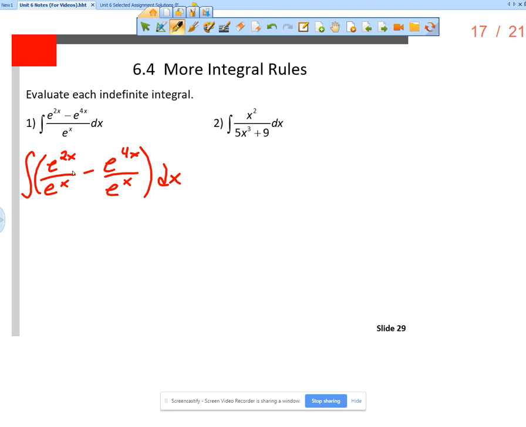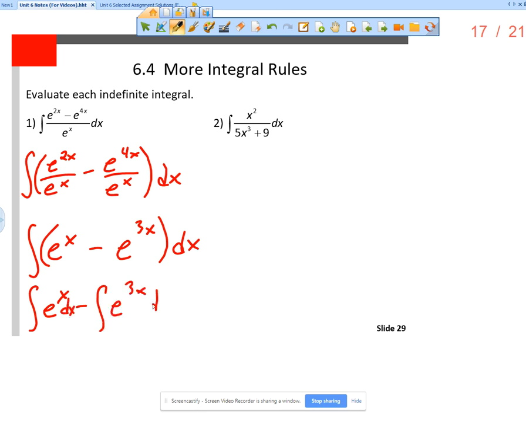First of all, I have e to the 2x over e to the x. We subtract the powers and we just get e to the x. Minus e to the 4x over e to the x, that's e to the 3x. Now I want to take the integral separately. So that would be the integral of e to the x dx minus the integral of e to the 3x dx. The first one is pretty easy. The integral of e to the x is just e to the x, plus c, minus. Now, the integral of e to the 3x.